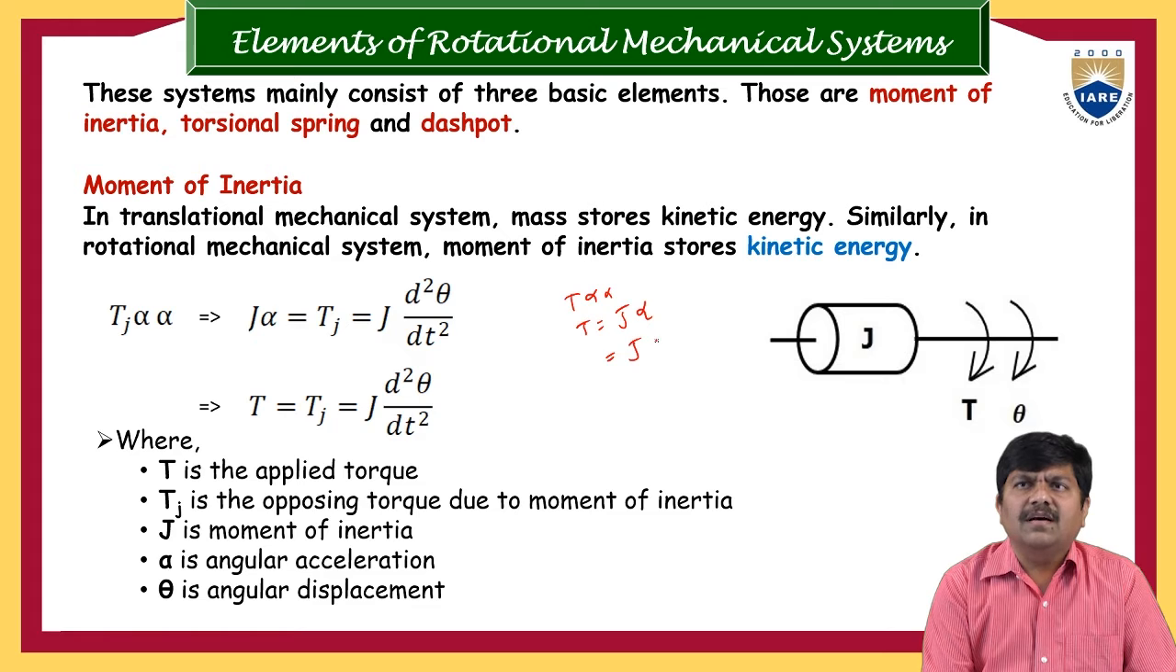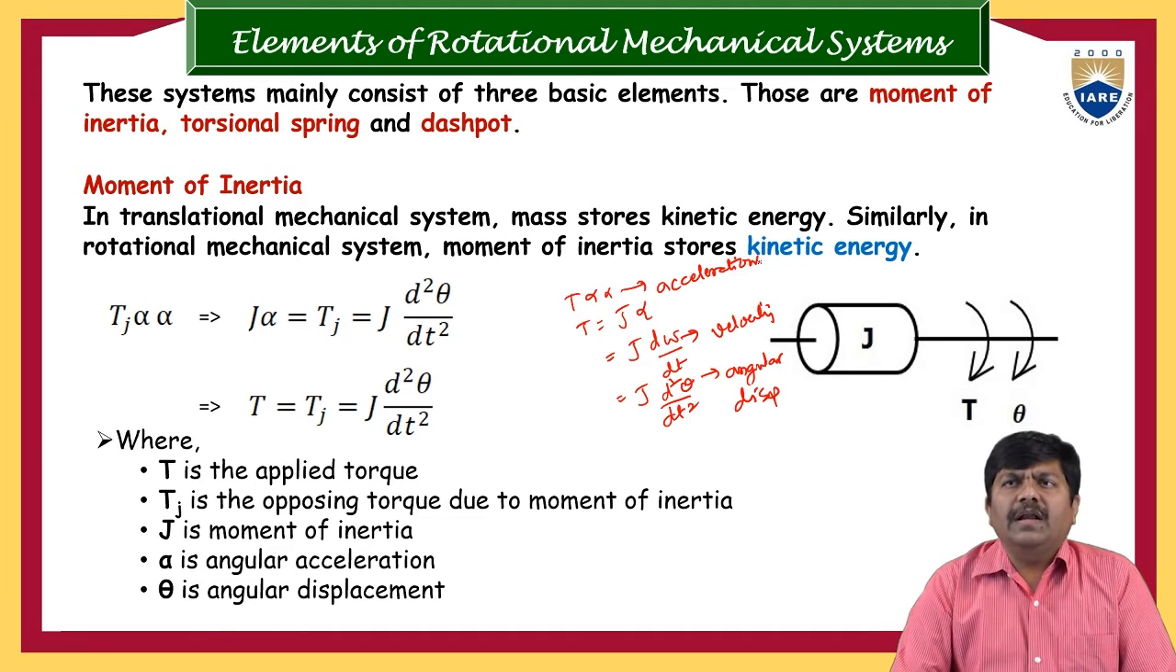Now here alpha is nothing but the rate of change of angular velocity. So again, furthermore, this is nothing but d square theta by dt square. This theta is called the angular displacement, and this omega is nothing but angular velocity. So alpha is nothing but angular acceleration. These are the parameters we are going to make use of to develop the mathematical equivalent of any rotating mechanical body.